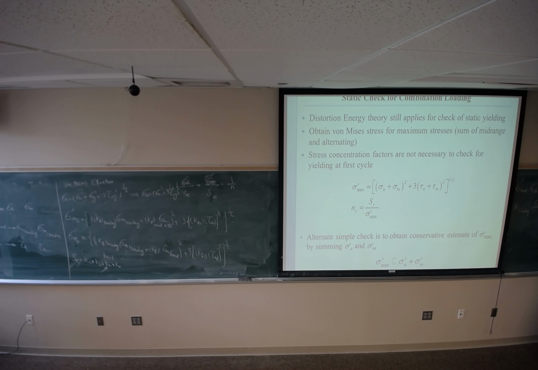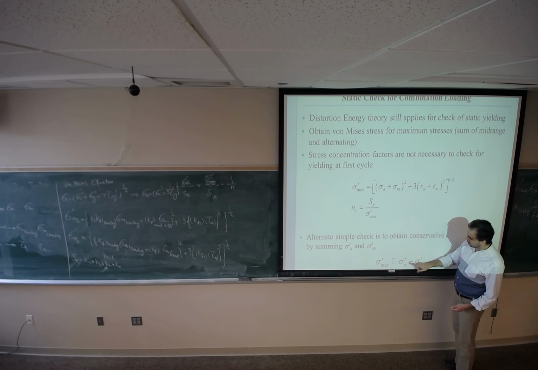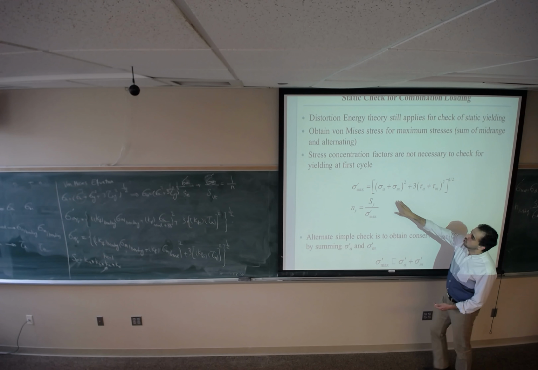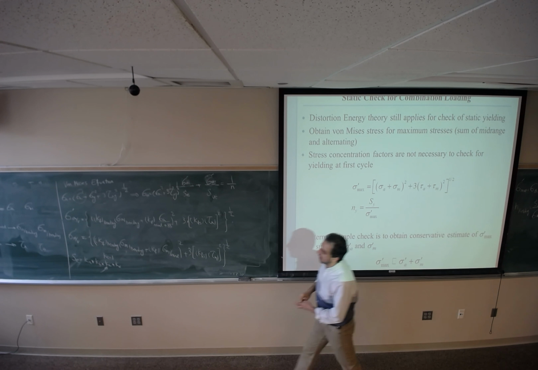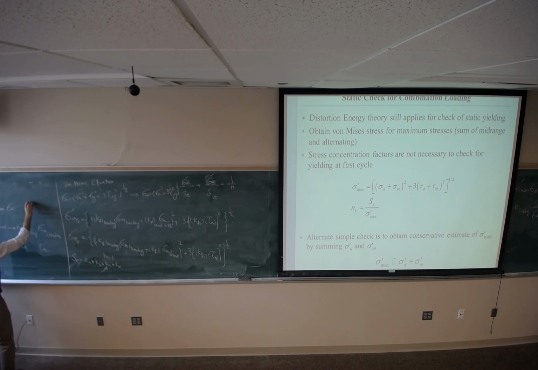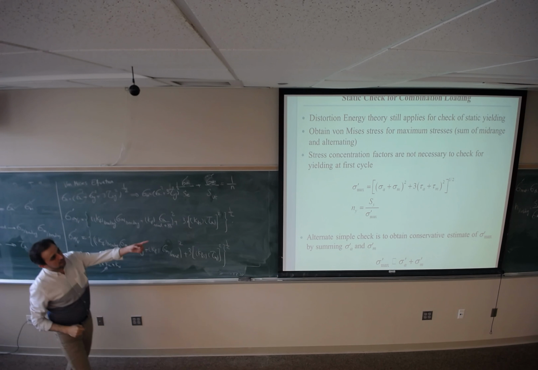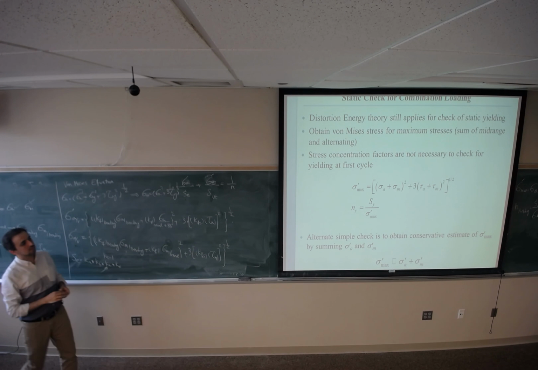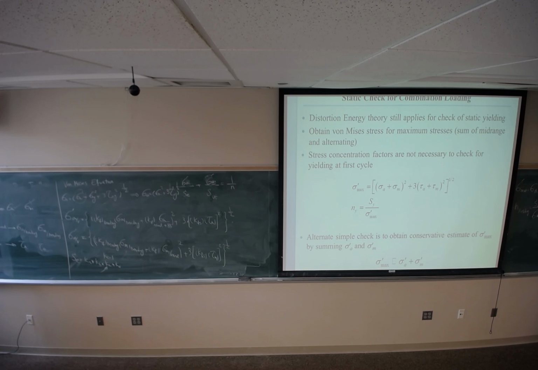Or there is another way that you can find sigma prime max. You just add sigma prime A and sigma prime M, and you divide Sy by sigma prime max. So either this one, which is using sigma prime A and M, or this one, which is using sigma A and sigma M and tau A and tau M. So either way, you will get very close results.